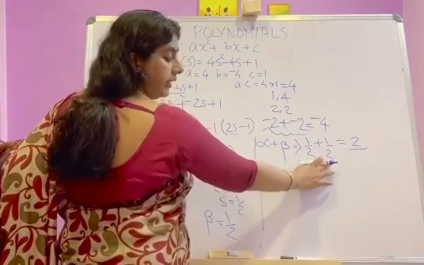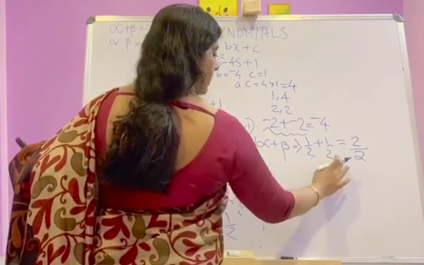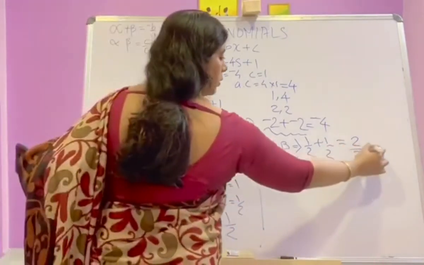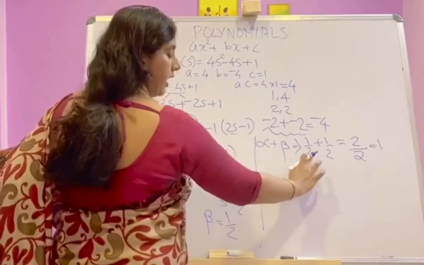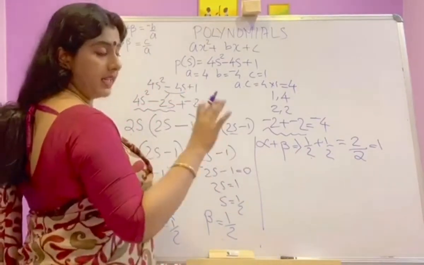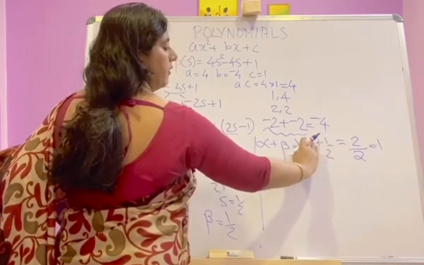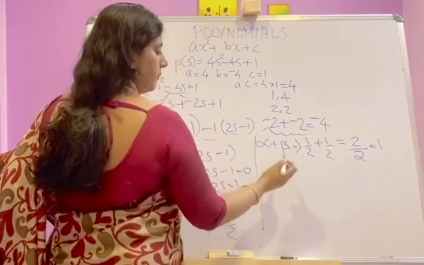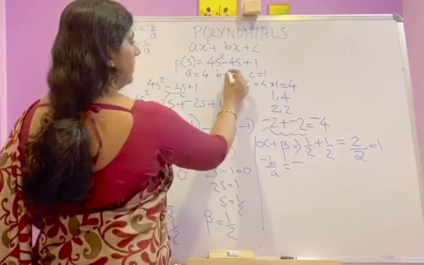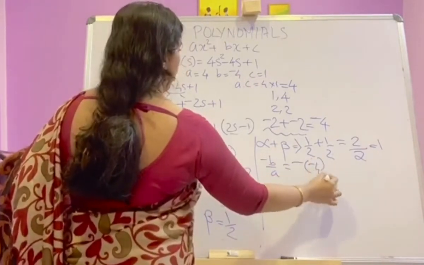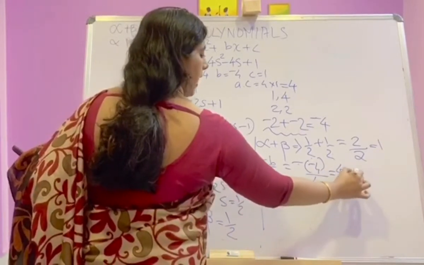Now, don't add the denominators. Just write down the same denominator, and 2 by 2 is 1. Always remember, in addition or subtraction, never add the denominators, but make them the same denominators. Then only you can do the operations on the numerators. Now, let us check minus b by a. That is negative b, and b is negative 4, over 4. Negative of negative 4 means positive 4 by 4, and the answer is 1.